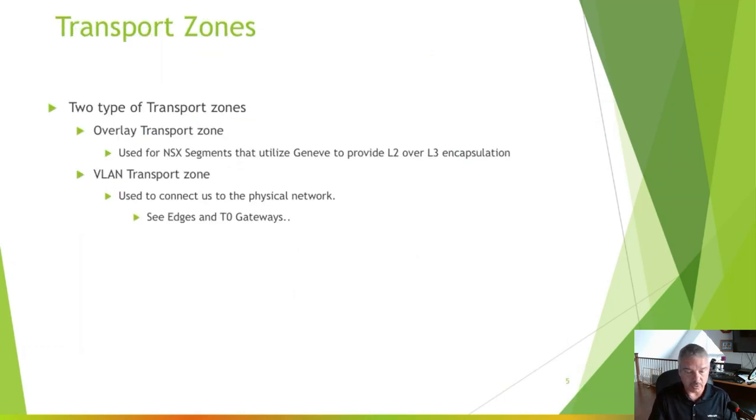Now, what is a transport zone? Let me just read through it. There are two types of them: the overlay transport zone and the VLAN transport zone. A transport zone is used for NSX segments that utilize Geneve to provide layer 2 over layer 3 encapsulation.